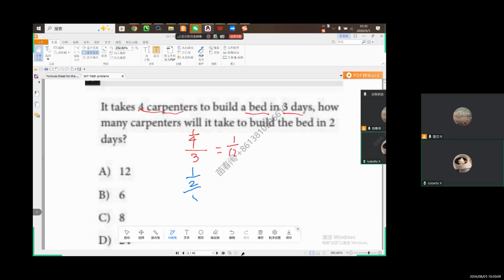Over like x plus 1 over 12. Yeah, exactly. X equals 6. Oh, okay.